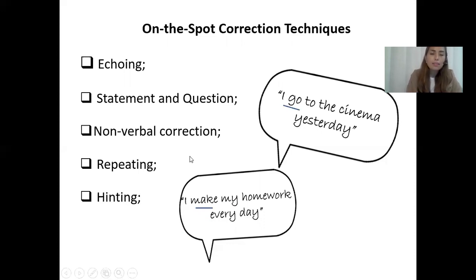And hinting is quite common way, but a bit more time consuming comparing with others. It is when you try to guide your students towards self-correction. For example, I go to the cinema yesterday. Are you talking about present or past? So this kind of guides your students to correct themselves.